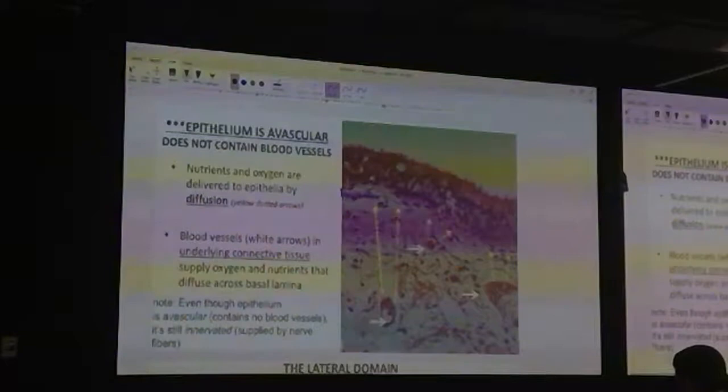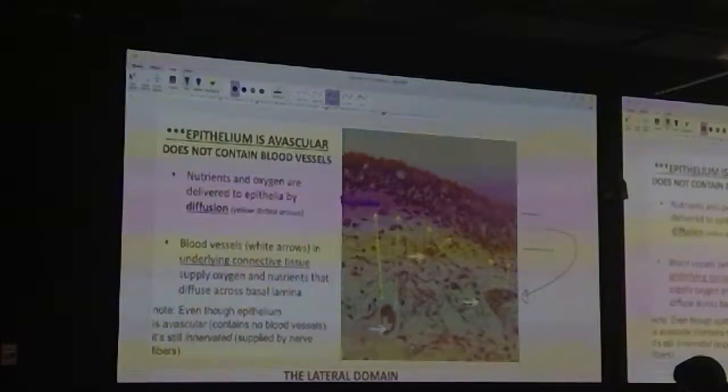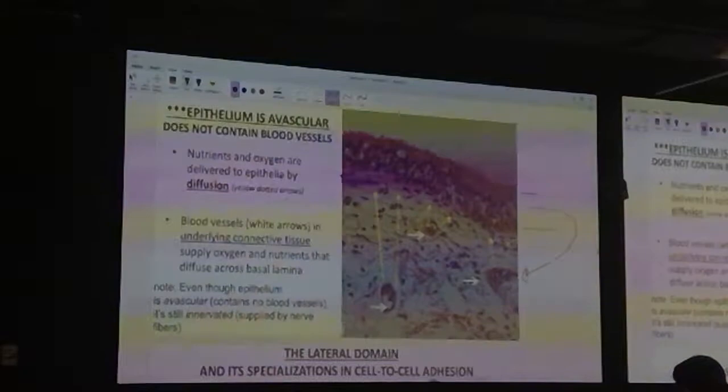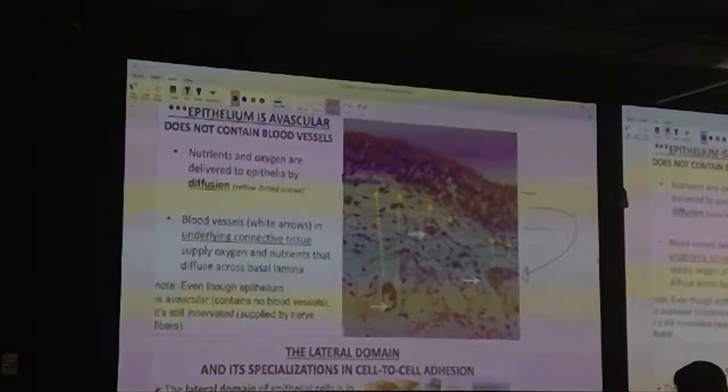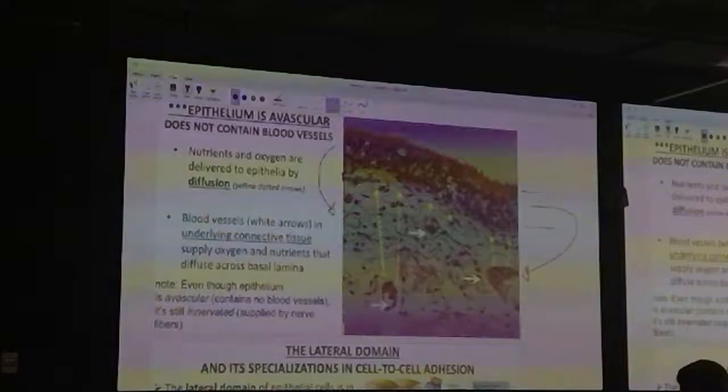Let's see. Epithelium has no blood vessels, therefore all the blood vessels are in the connective tissue. Did you have your connective tissue lecture yet? I'm just gonna say it anyway. Whenever you see epithelium, the layer immediately underneath it is loose connective tissue.